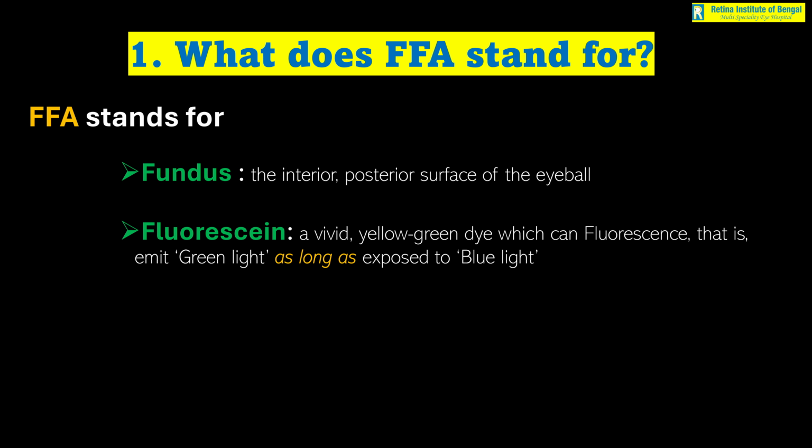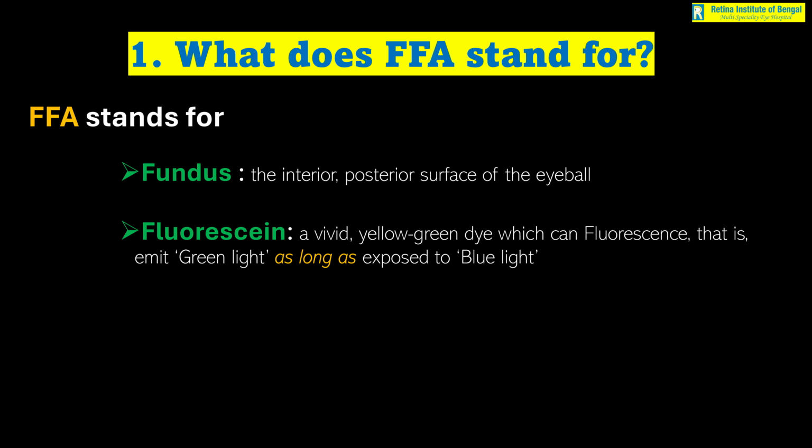The second F stands for fluorescein, which is a vivid yellow-green dye which can fluoresce. Now, what is fluorescence? Fluorescence is a phenomenon where some objects or materials, when they are excited by a particular wavelength of light, emit a different wavelength of light. For example, the fluorescent dye, when it is excited by a blue light, it emits green light, and this phenomenon continues as long as the dye is being excited. So once you switch off the blue light, it will stop emitting the green light.